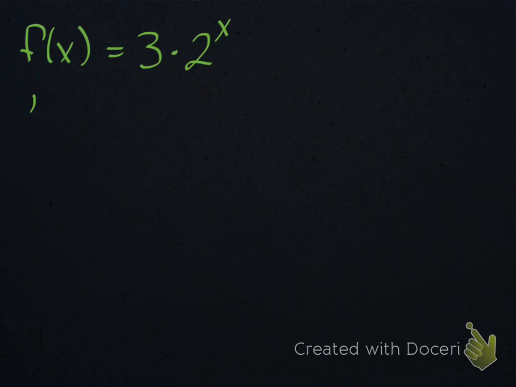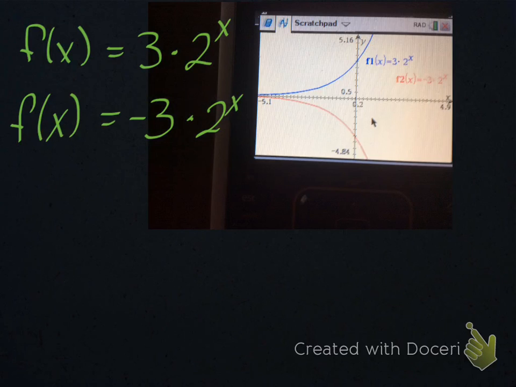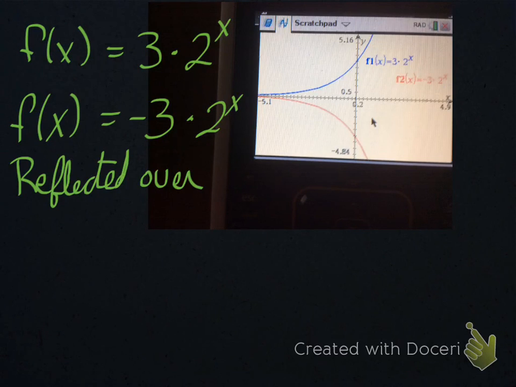The last transformation we are really going to focus on is: the first one we're going to graph is f of x equals 3 times 2 to the x, and f of x equals a negative 3 times 2 to the x. Can we clear our graph? Yeah, you can clear your graph each time. So what did the change in the sign in front do? It flipped. It reflected over the x-axis.